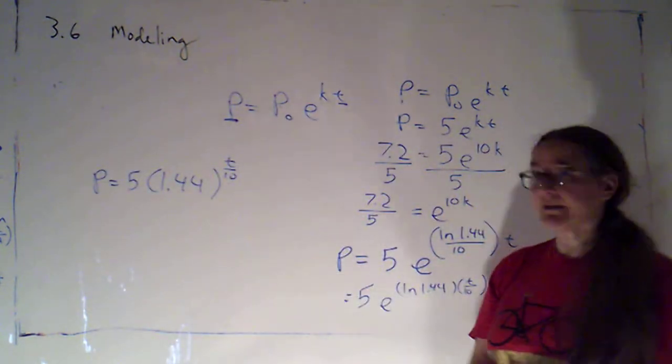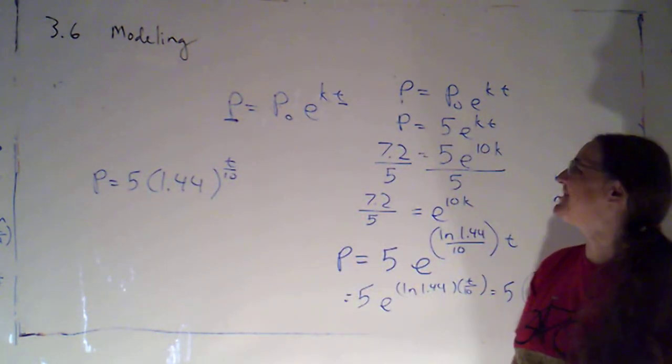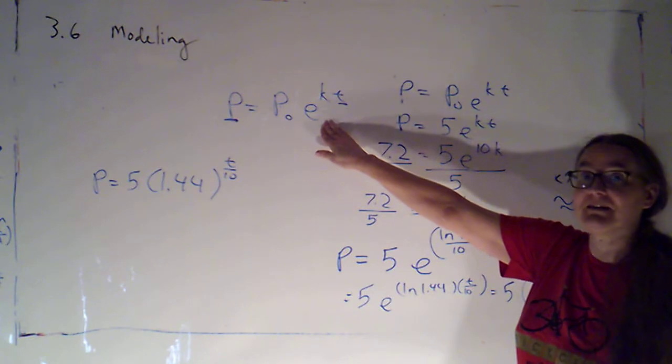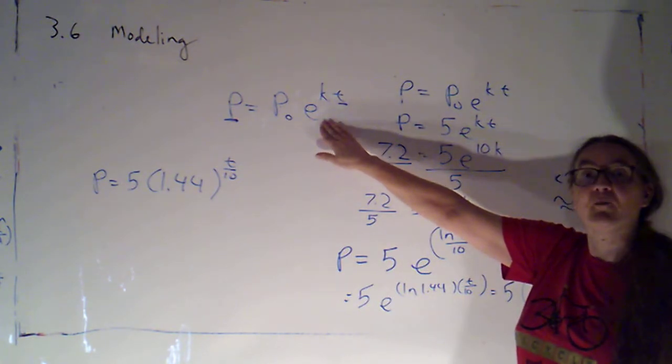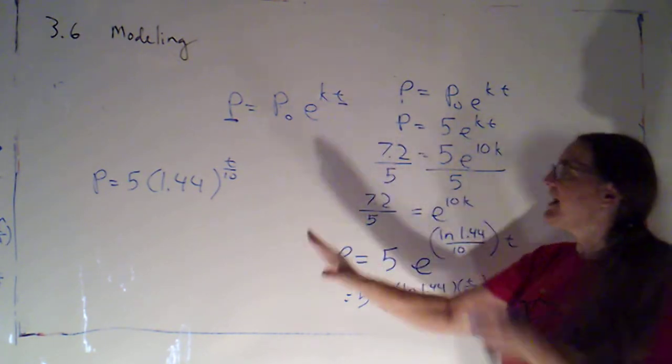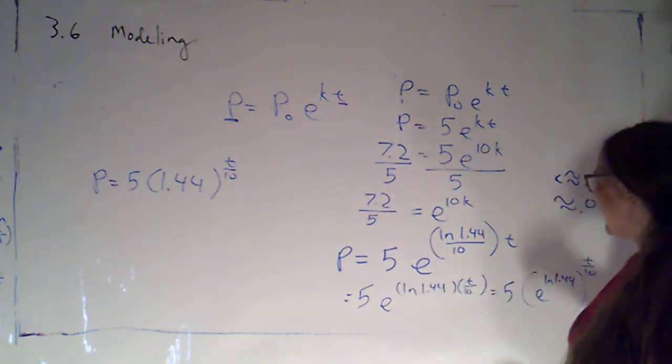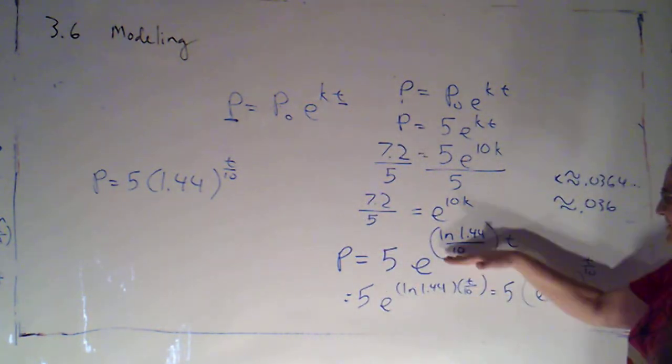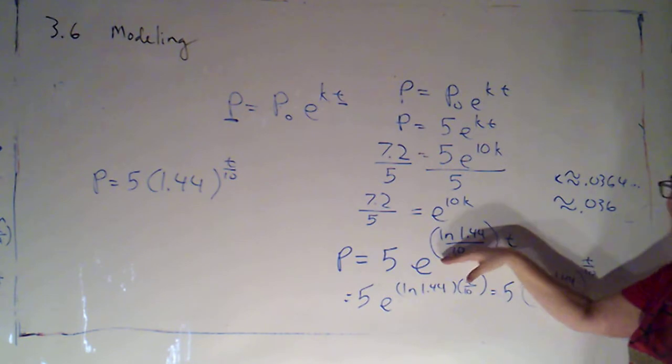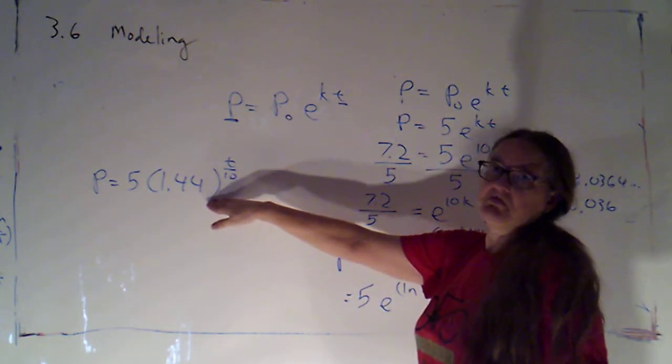I think that's actually a little bit nicer, but do make sure that you read the directions. If you're asked to have something in this form, keep it in this form with a base of e. But that's a way that I can simplify a sort of messy number in the exponent by just using a different base.